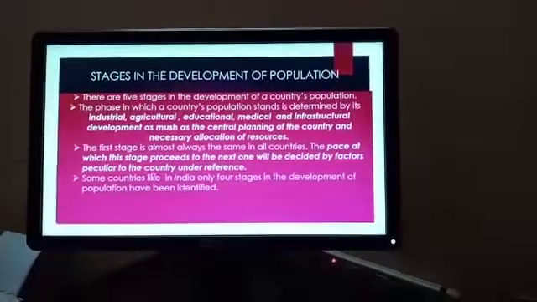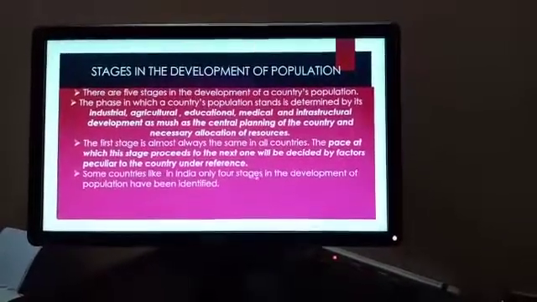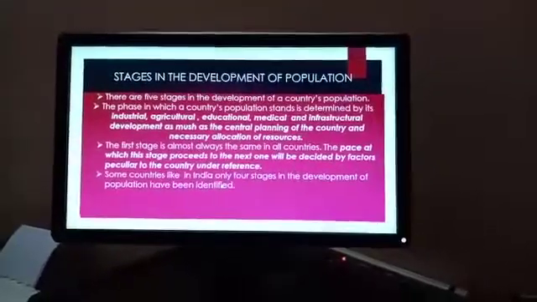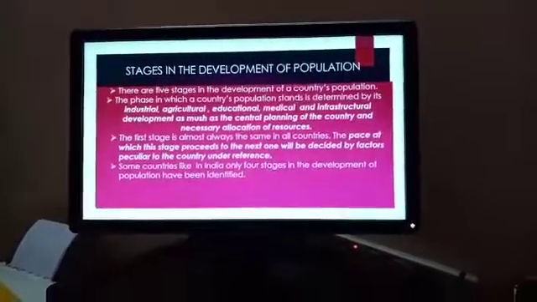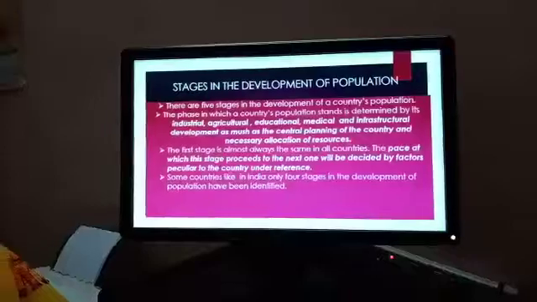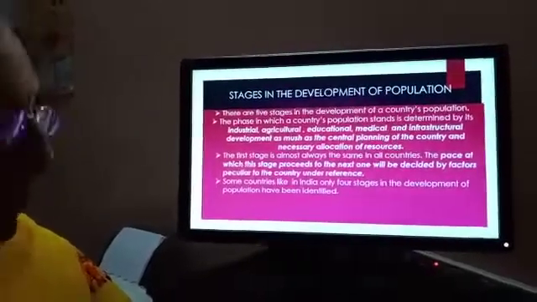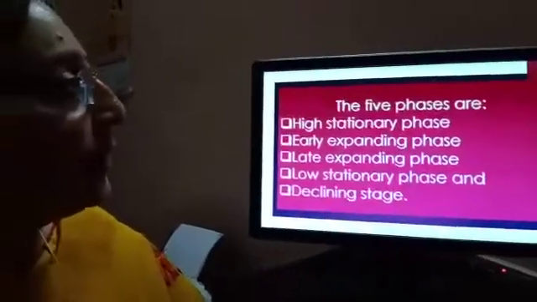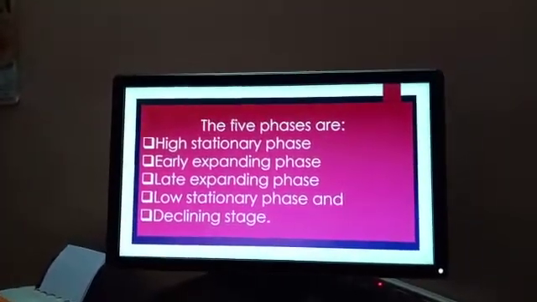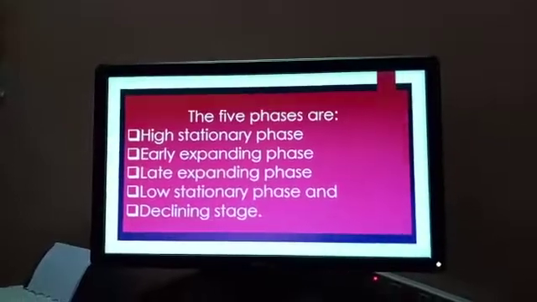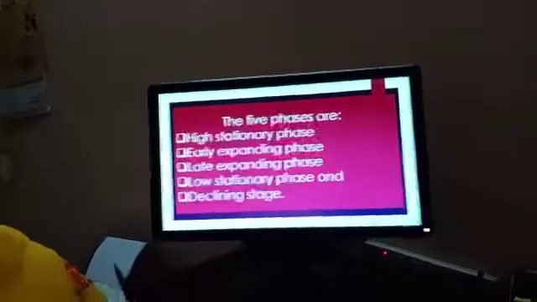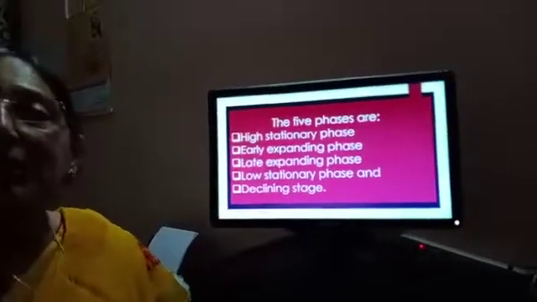In some countries, like India, only 4 stages in the development of population have been identified. So in general there may be 5 stages, but some countries can consider a 3-stage development. Countries like India have a 4-stage development. Now let us see what the different phases of population are: high stationary phase, early expanding phase, late expanding phase, low stationary phase, and a declining stage.